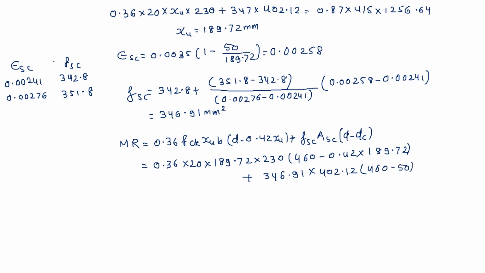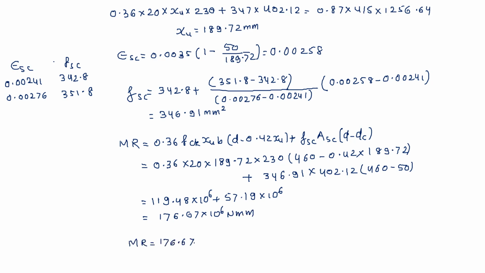When you solve this, we have the value 119.48 into 10 raised to 6 plus 57.19 into 10 raised to 6, which is equal to 176.67 into 10 raised to 6 Newton millimeter. We will have Mr equal to 176.67 kilonewton meter.